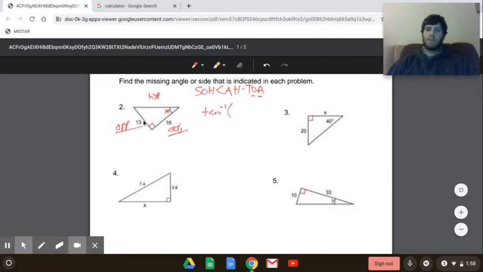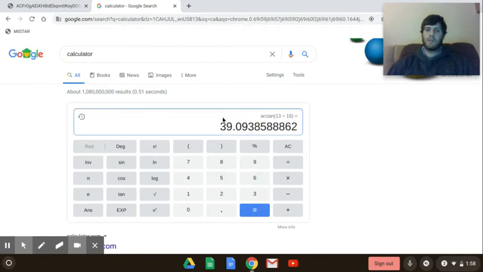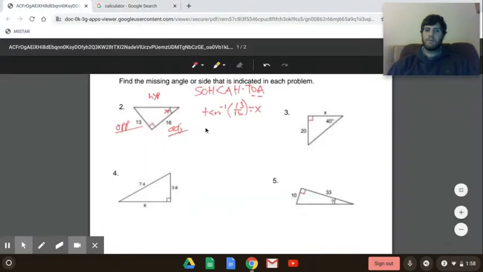And then your ratio is opposite over adjacent, so that's 13 over 16. Okay, and then that's going to equal our angle x. So then we would put that in our calculator. We go over to our calculator. We have inverse tangent, and then our ratio is 13 over 16. Okay, so that's going to give us 39 point. Let's do tens place, so 39.1 degrees.